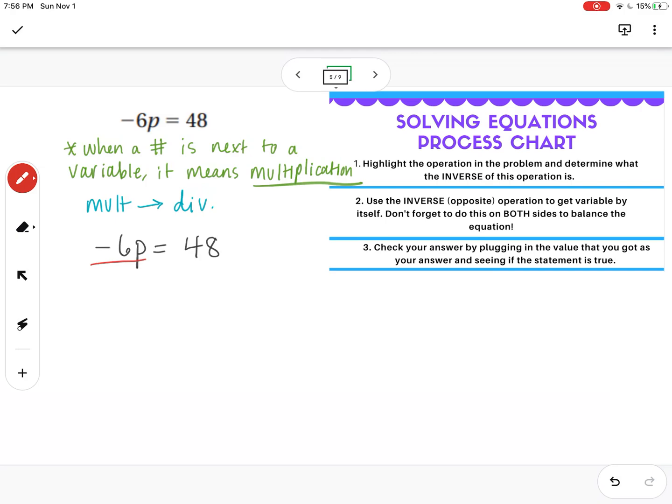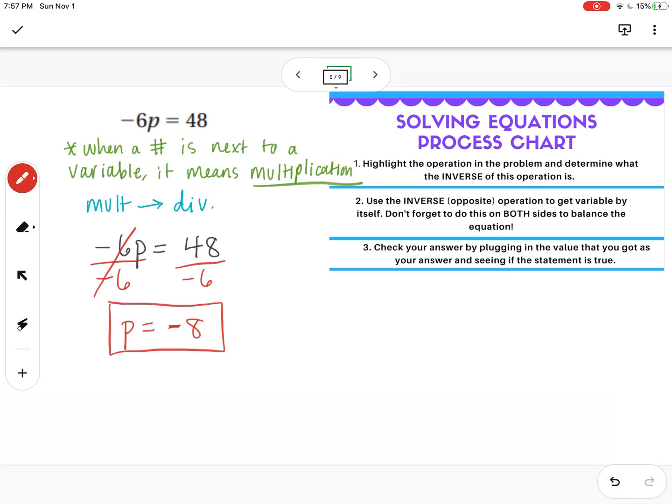In this case, we want to get p by itself. So we're going to have to divide both sides by negative 6. The reason it works best in my brain like this is because I can just cancel those out and show that p is by itself. And now over here, I'm going to divide by negative 6 as well. Remember, anytime we're dividing, or multiplying, we need to use the rules: same signs positive, different signs negative. In this case, different signs. So our answer is going to be negative, and then 48 divided by 6 is going to give us 8. So P equals negative 8.